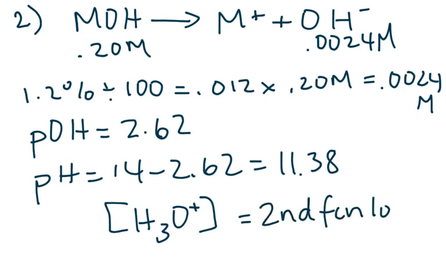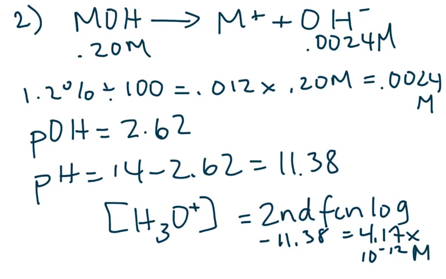second function log, and you should get 4.17 times 10 to the negative 12 molar. Now, go through and do the math, even though you have the sample problem written in front of you, to make sure you can get those numbers.